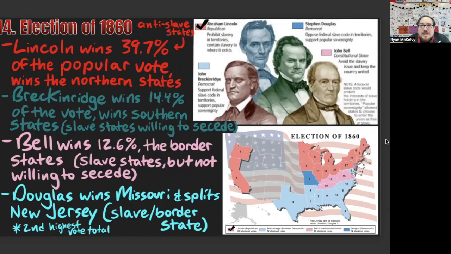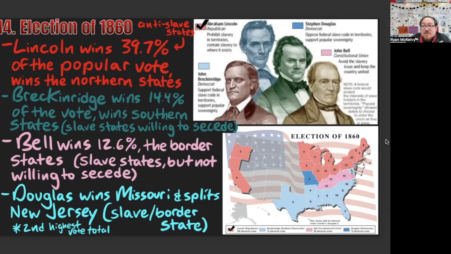So Lincoln only gets 39% of the vote. So he doesn't even win a majority. He wins what's known as a plurality. And it's all the northern states except for Missouri and a couple, and split votes in New Jersey as well. Breckinridge gets the second most in terms of electoral votes, but actually the third most in terms of overall vote. He just wins the entire South.